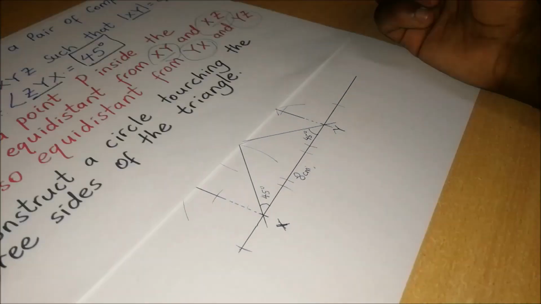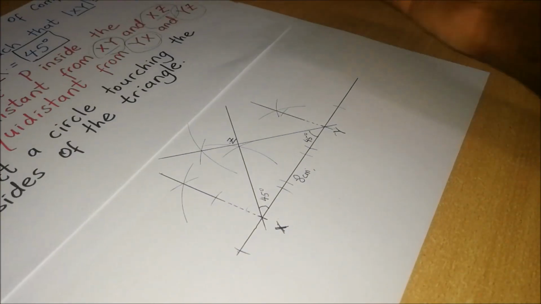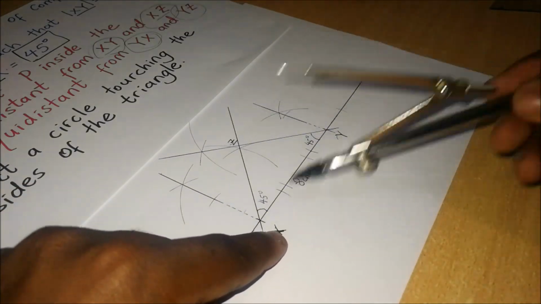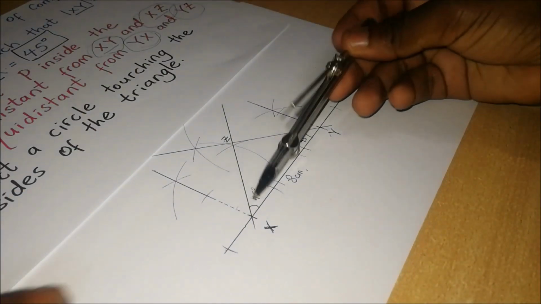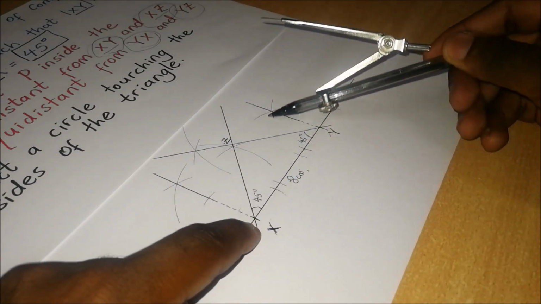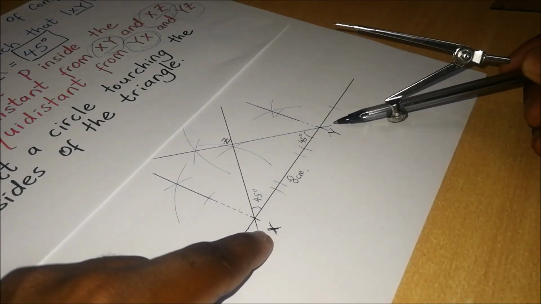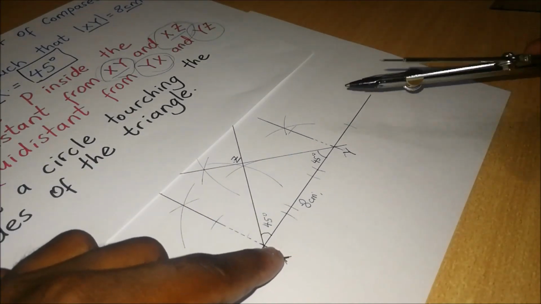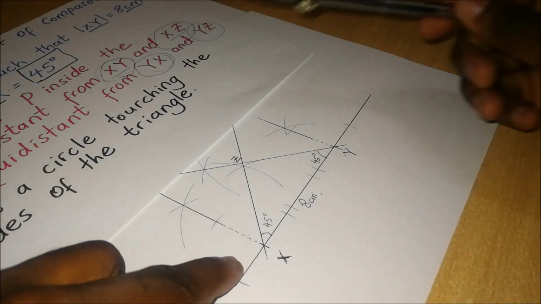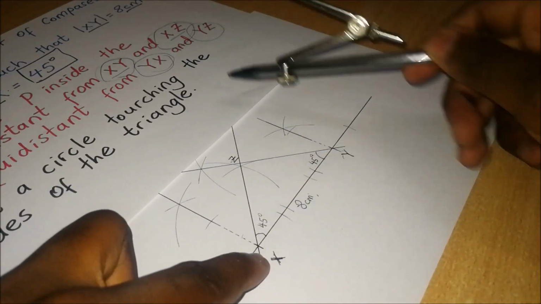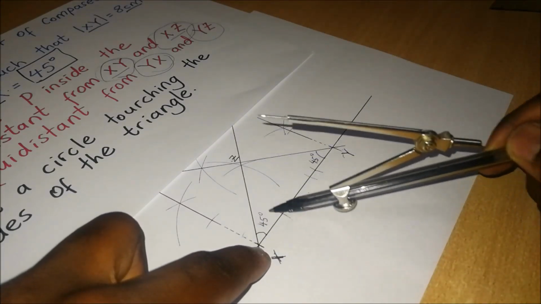So let's get back to the question. According to this question, they're telling us to locate a point P inside the triangle equidistant from XY and XZ. So we have XY and XZ. The locus of points that is equidistant from this line to that is the line that is bisecting the angle in between XZ and XY. Because the question is telling us to find a point that is equidistant. So we are going to first get a locus of points before we arrive at the point. The angle in between those two lines is this one. So we are going to bisect this angle.